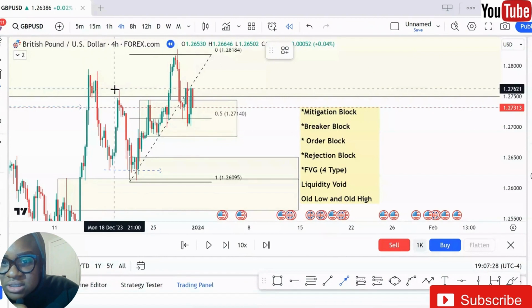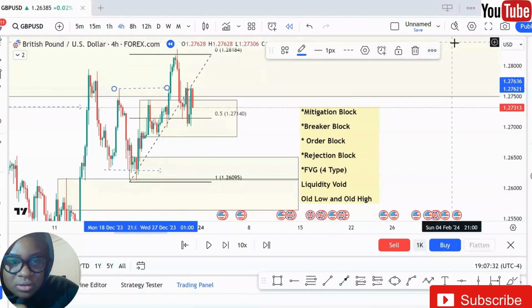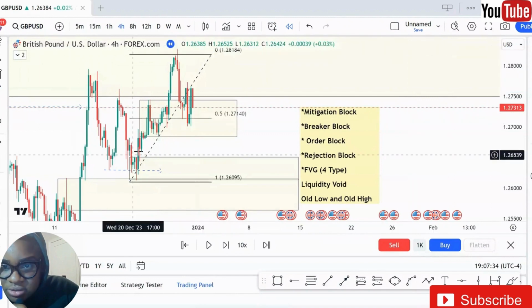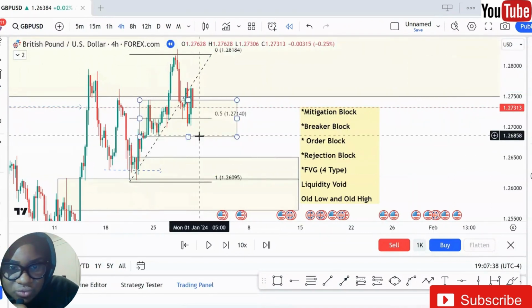If you can see it here, the market shifted structure around here. But we look for the swing points. Is there a fair value gap around here? No. We keep asking ourselves those questions.